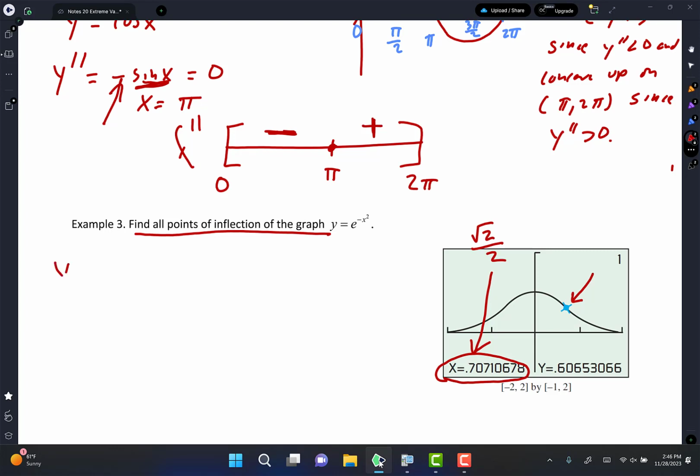Twice. Here we go. Y prime equals the first derivative. The derivative of e to the negative x squared is itself, e to the negative x squared, times negative 2x. So there it is. I put the negative 2x in the front: negative 2x e to the negative x squared. Cool or not cool? Now I'm going to take the derivative again, one more time.